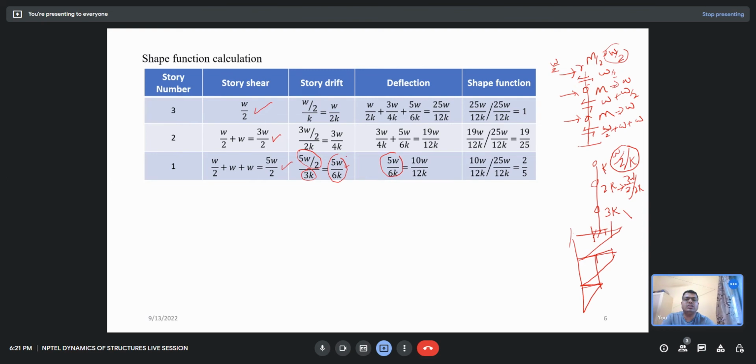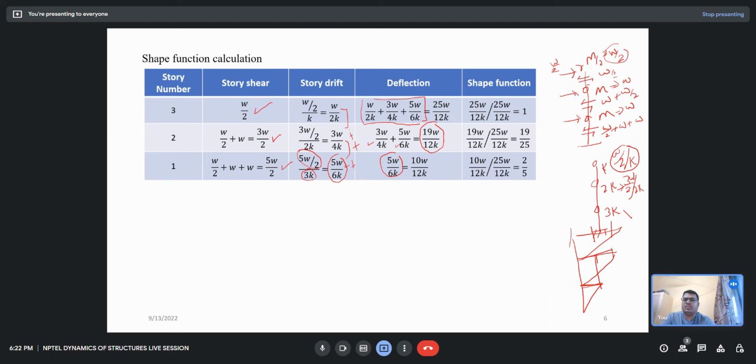Deflection of the second story, both of them plus, total deflection: 3W by 4K and 5W by 6K will come out to be 19W by 12K. Now the deflection of the third story will be this plus this. So total deflection at the third story will be W by 2K plus 3W by 4K plus 5W by 6K, that will come out to be 25W by 12K.